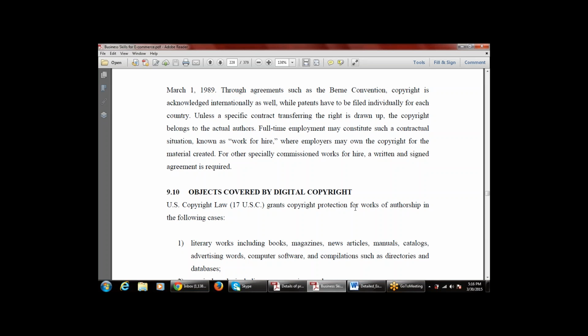First one is literary work, including books. These are the various natures of work on which the digital copyright is applicable. One is work related to education, that includes books, magazines, news articles, manuals, catalogs, advertising words, computer software, and compilations such as directories and databases.